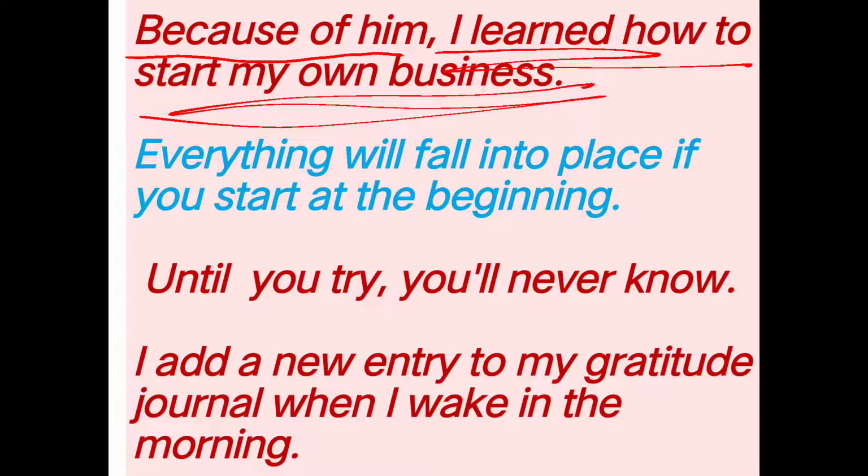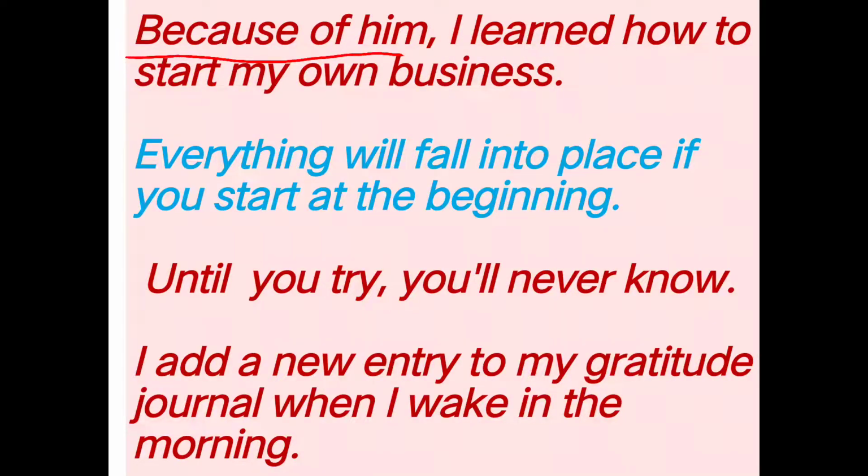But the second part of the sentence, which is underlined here, because of him, what is the meaning of this? This is not having complete meaning. To get the complete meaning of this part, we have to go to the other part of the sentence. So this is what? This is a subordinate clause. Okay, because of him is the subordinate clause, and I learned how to start my business is the main clause, and because is from the family of subordinate conjunctions, so because is a subordinate conjunction, right?